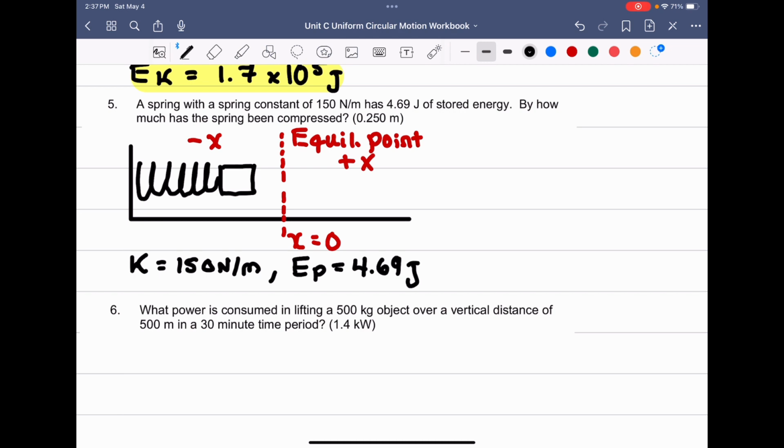What is the distance this covers here? Or what is the distance from here? So this is what they're looking for. How much has that spring been compressed from that given equilibrium point?